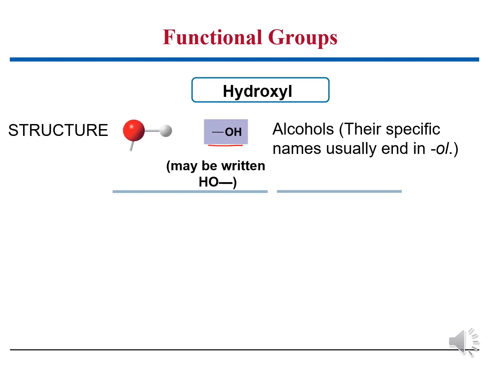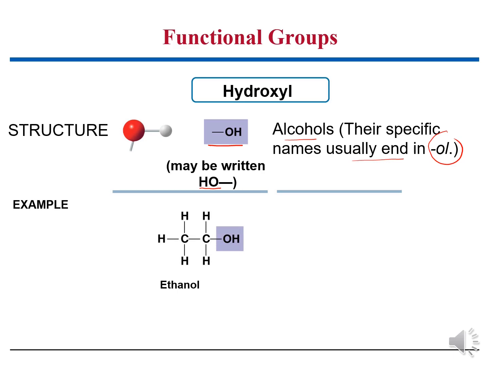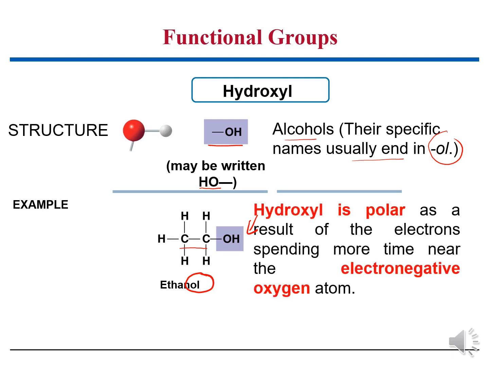that has this OH, and it can be written also HO, and these are alcohols, and their specific names usually end in OL. Let me show you, ethanol is an example, and ethanol ends in OL. In addition to having two carbons, it has a hydroxyl group. And something very important is that in this case, the hydroxyl group is polar. As a result, the electrons spend more time near the electronegative oxygen atom. Let me show you an example of that in the next slide, which will make it much easier.